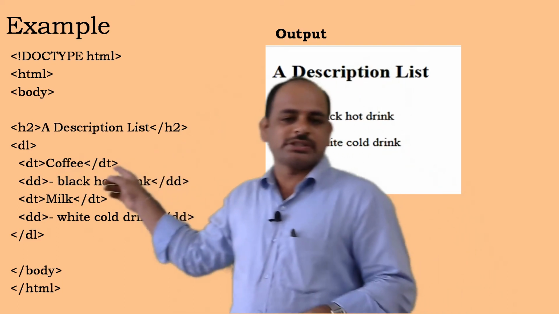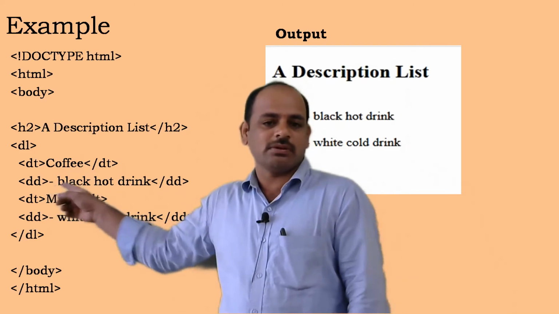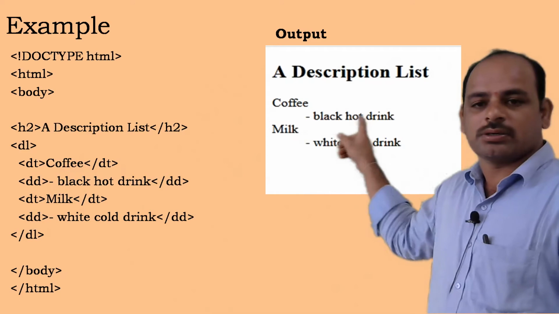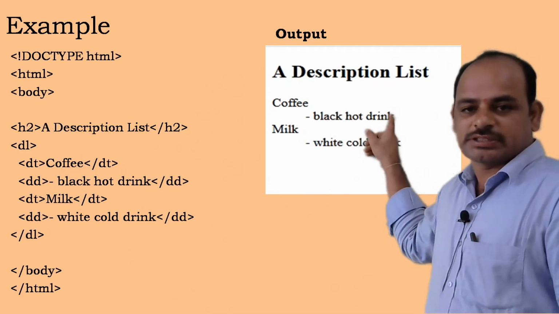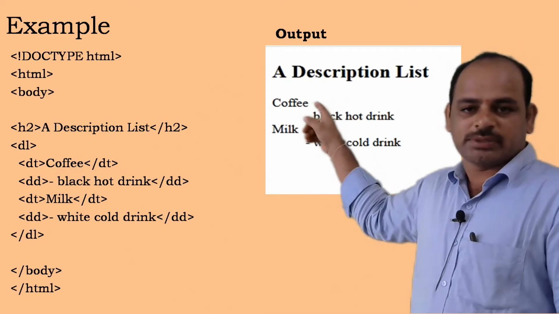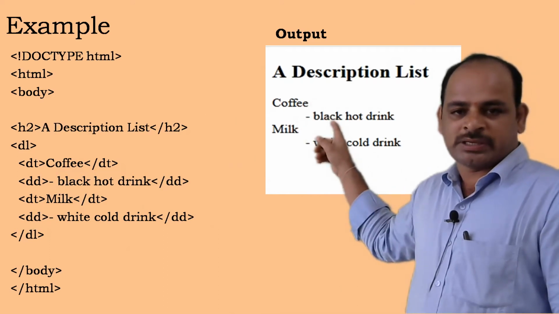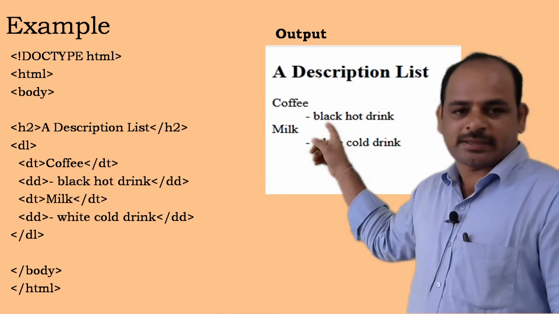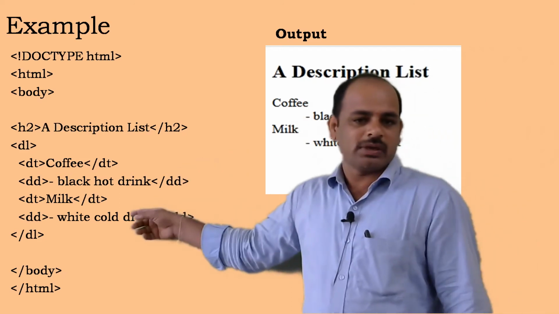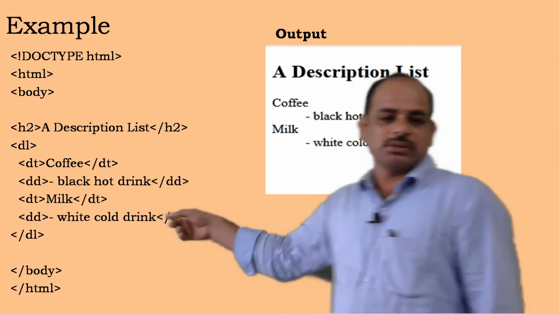So then what is the description about this coffee? This is the DD tag which we are using, block or drink. You can see the description about the block drink here. This is the description tag. So about coffee, the description you can display here by using the DD tag. Similarly, again the DD tag here for milk. The description about the milk is in a DD tag.